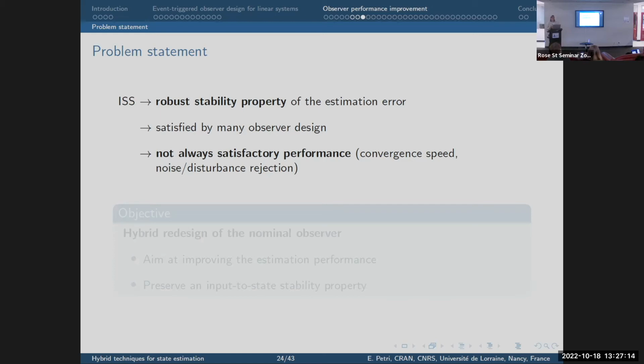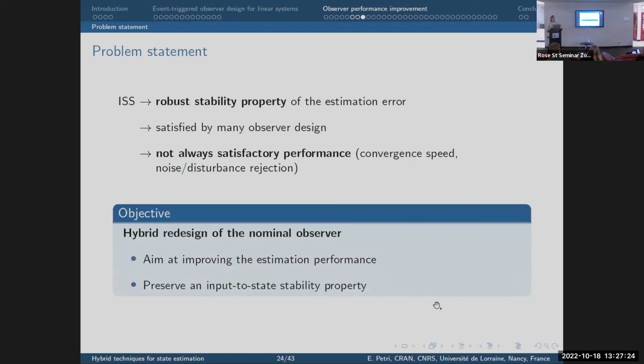However, it does not always guarantee satisfactory performance in terms of convergence speed or noise rejection. Indeed, it typically is very conservative. Therefore, our objective is to do a hybrid design of the nominal observer that aims at improving its estimation performance while preserving an input to state stability property.